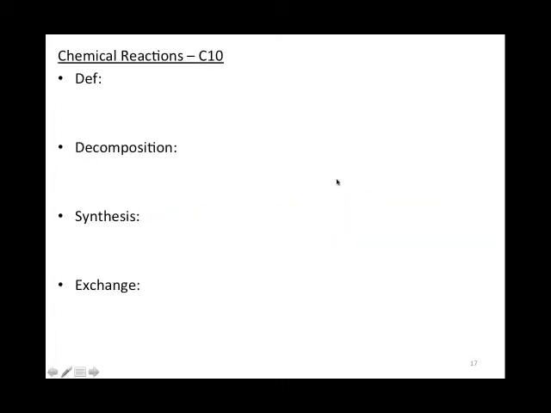Okay, learning outcomes C10, chemical reactions. Chemical reactions are defined as the breaking or formation of chemical bonds. So in other words, we are joining atoms and other molecules together, or we are breaking atoms apart from each other from the molecular state into their individual atoms, or breaking down very large molecules into smaller molecules.